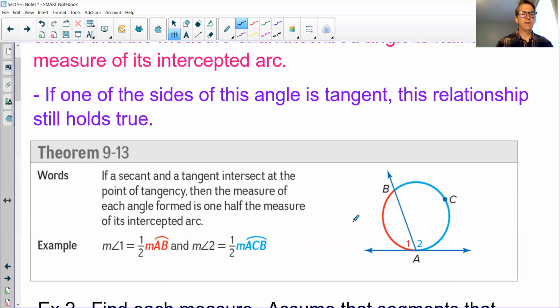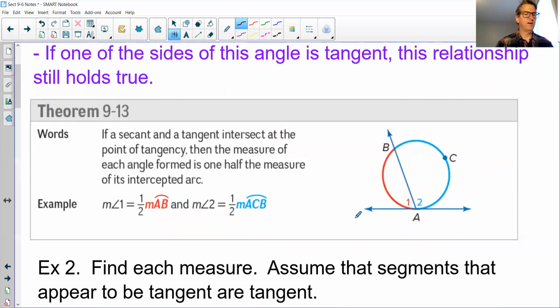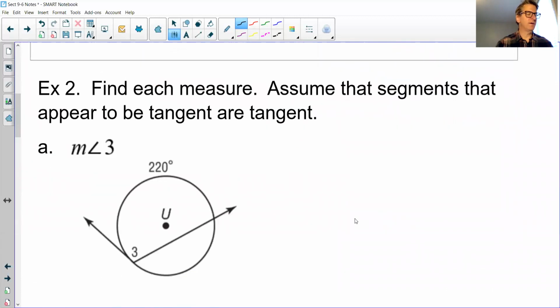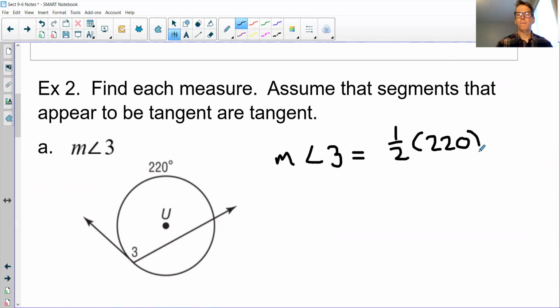So let's take a look at example 2 here, and let's go through some of these. A couple of them are going to be pretty quick. The measure of angle 3. The measure of angle 3 is equal to 1/2 times the 220, and that's 110.